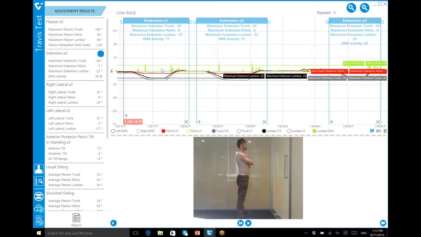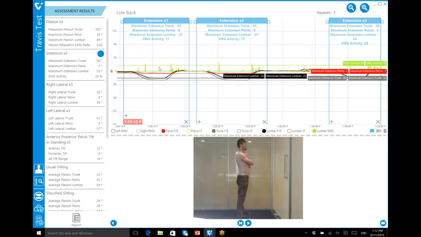The 20% is basically representing that during that time, 20% of the time there was activation of the erector spinae, and 80% of the time it was relaxed. Again, we're looking for a low number here. So you would want this number to be as close to zero as possible.